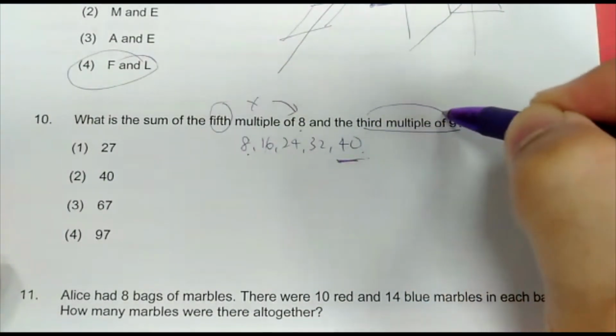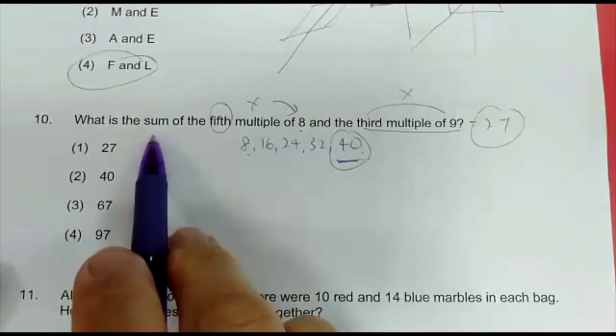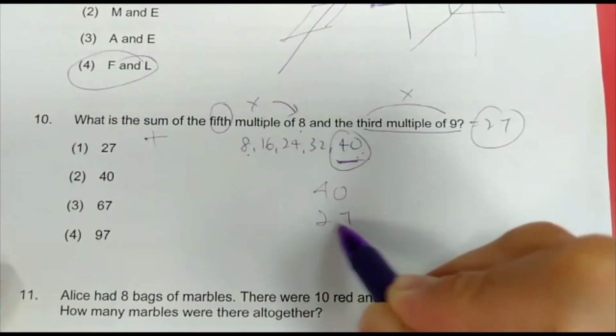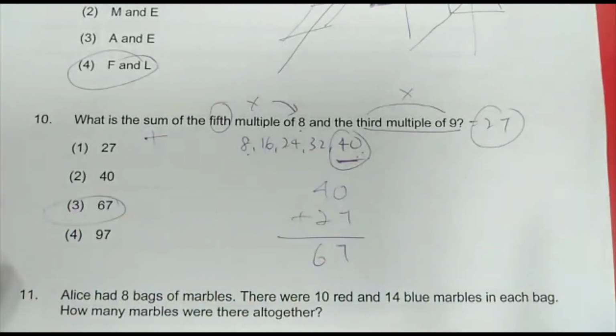Third multiple of 9, simply use 3 times 9 is 27. Now to find the sum, sum means you add them up. So what is 40 plus 27? I'll have 67 as my answer.